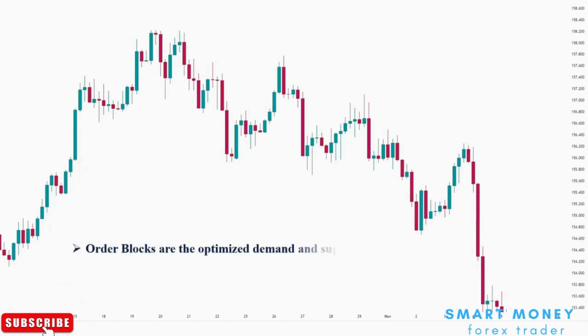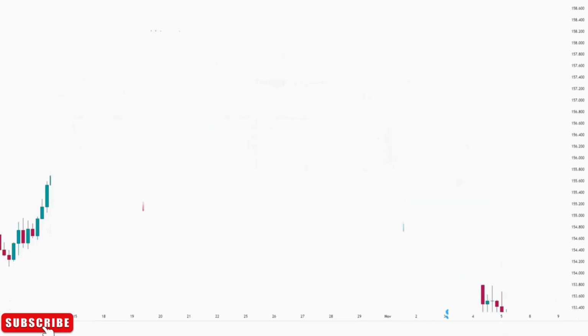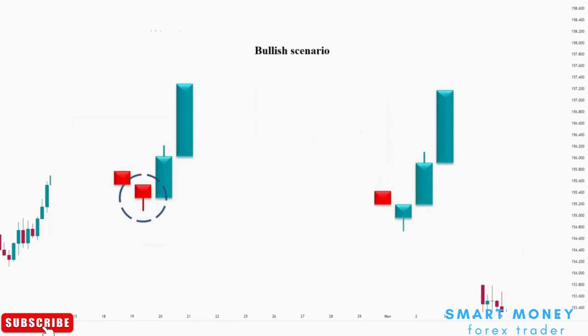So let's start with the order blocks. Order blocks are the optimized demand and supply zones. They form when a large amount of money enters the market, resulting in a massive move. In other words, when there is an imbalance between the buyers and the sellers. Now, let me show you how to identify an order block.